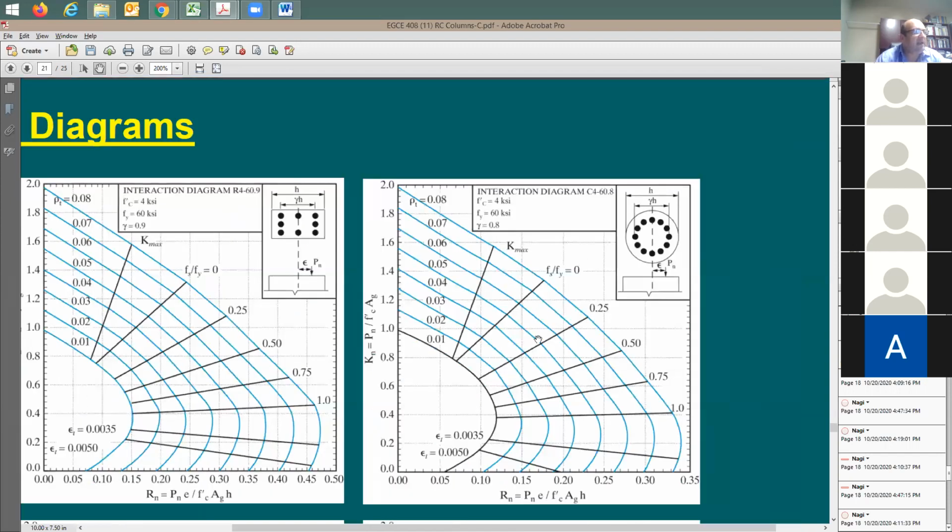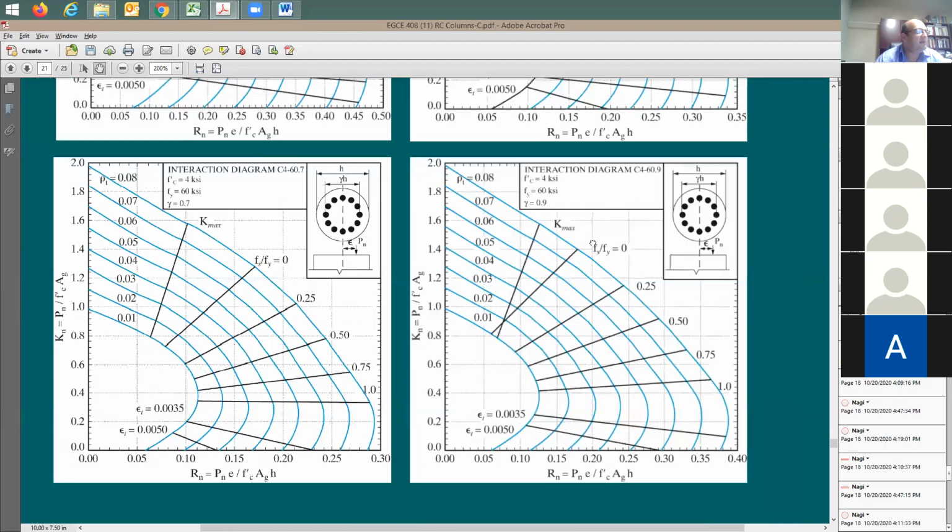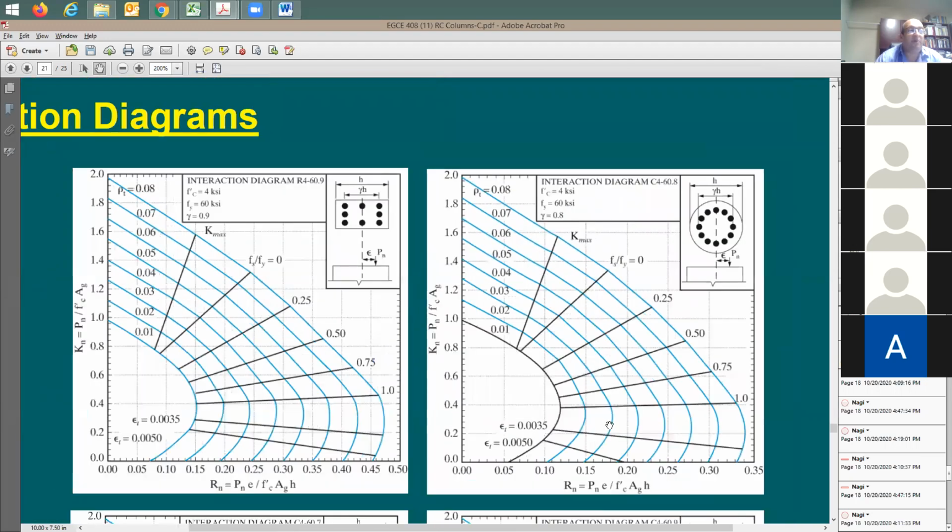This interaction diagram is good when the concrete strength is 4K psi and F sub y is equal to 60. I said, okay, it seems that you have a book full of all of these charts. I'm guessing yes. It's from PCI and CRSI. These organizations have their manuals or their books, and it's full of all of these interaction diagrams, so you can do quick analysis with it if you want to.